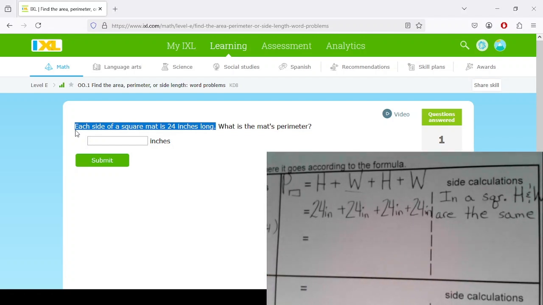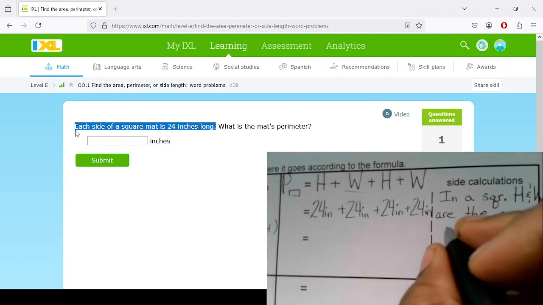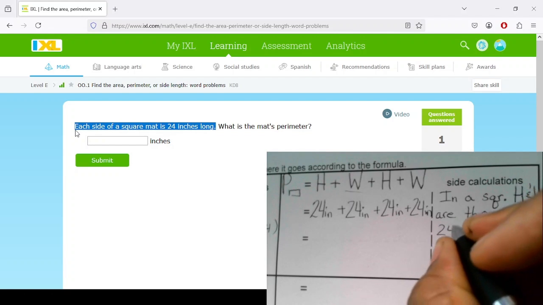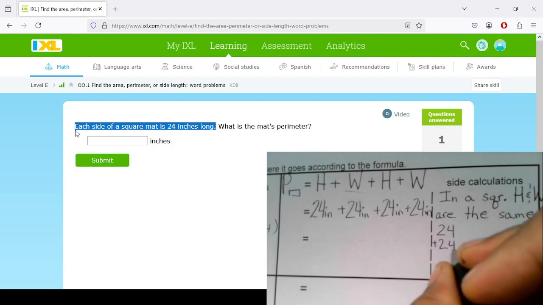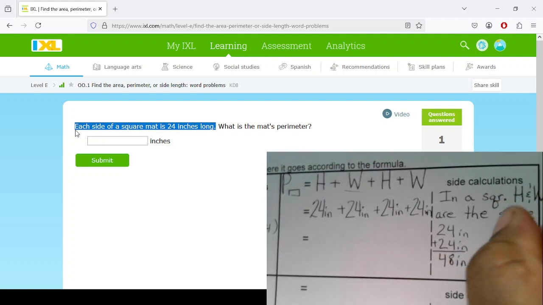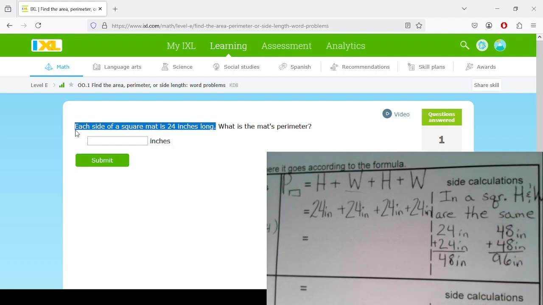I don't care how you do your side calculation. You can add up 24 and 24 and then add it up again. So you could do 24 plus 24. Make sure I put those units. That's going to give me 48 inches. And then do 48 plus 48. 48 inches plus 48 inches. And get 96 inches. You could also do 24 times 4.